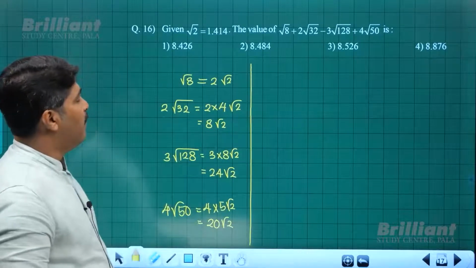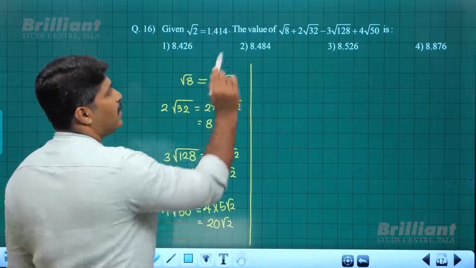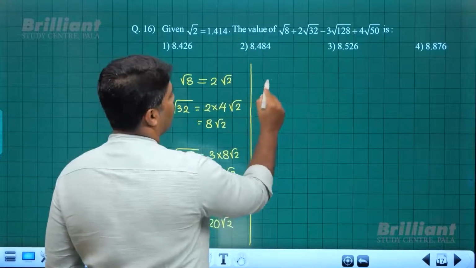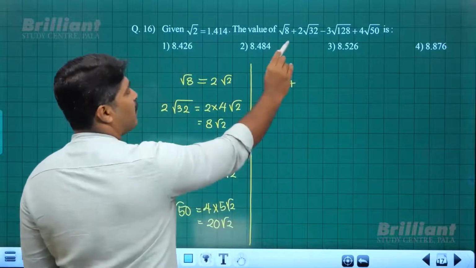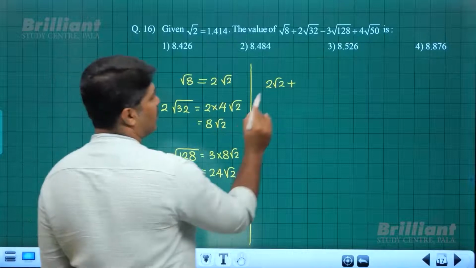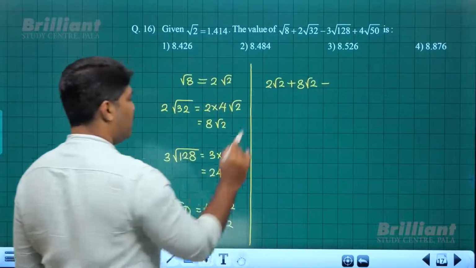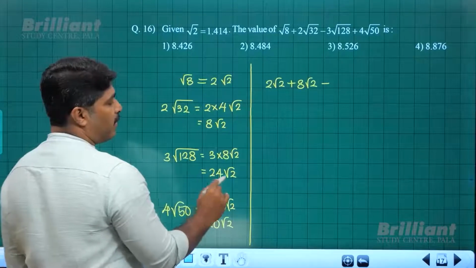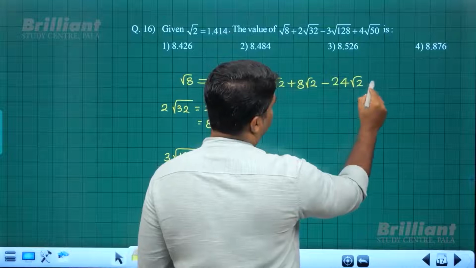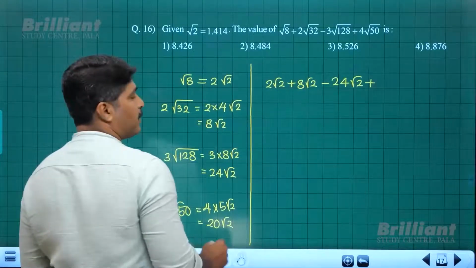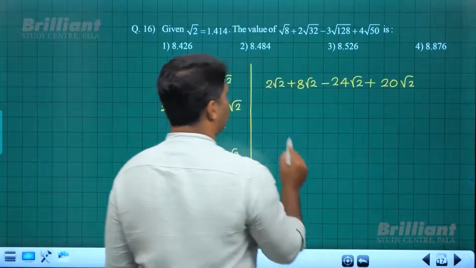Then we have to consider the operators. Here, root 8 we got, that is 2 root 2, plus the second one, 2 root 32, we already got, that's equal to 8 root 2, minus 3 into root 128, we got, that's equal to 24 root 2, and finally plus 20 root 2. So this is the expression.